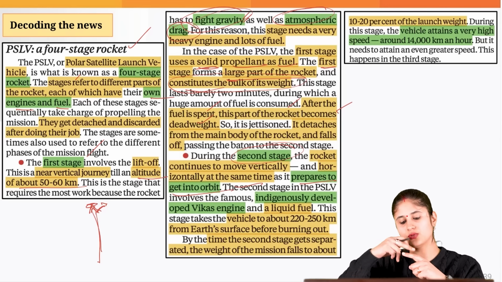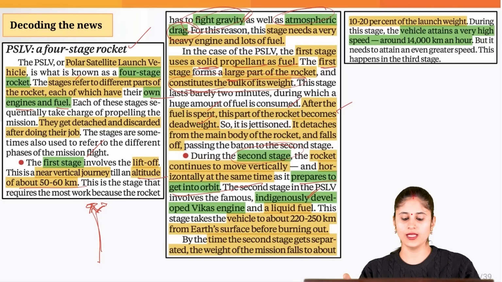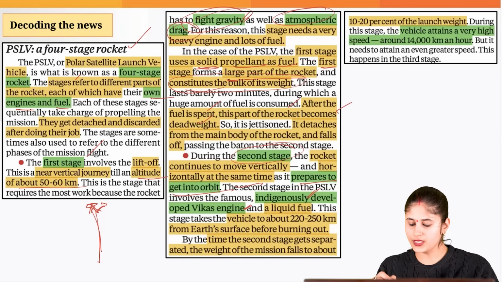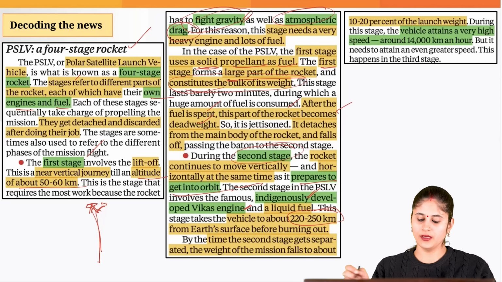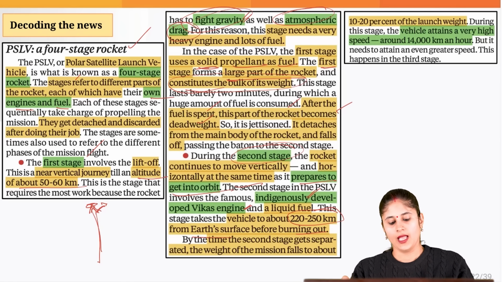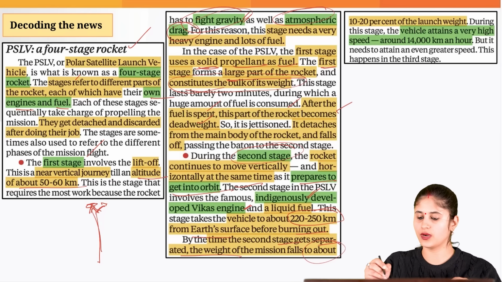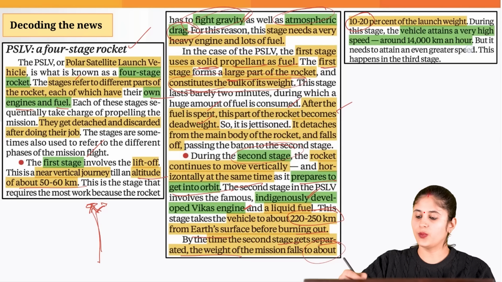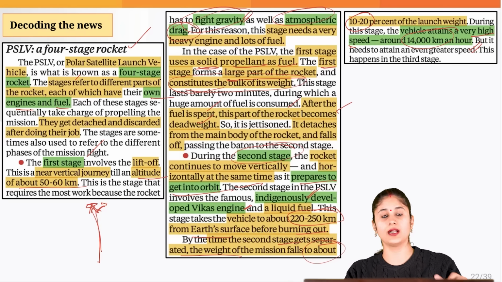so that it can get into the orbit. This is something that it has to do in the third stage. Here we use the liquid fuel, that is the indigenously developed Vikas engine. Here the rocket would reach approximately 250 km from Earth's surface. By the time the second stage gets separated, the weight of the mission falls to around 10 to 20% of the launch weight, and the vehicle attains a high speed of around 14,000 km an hour.